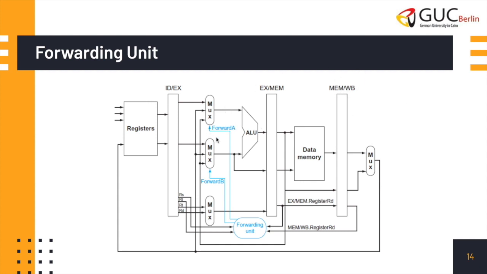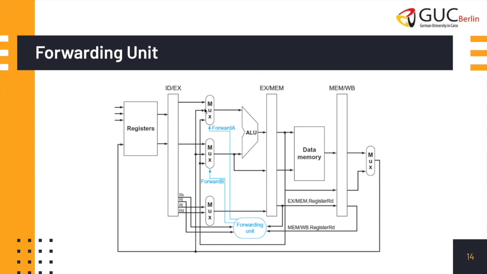Finally, if forward A is equal to 1, 0, then the value of register RS should be equal to the value of register RD from the EX/mem pipeline register. So I have two consecutive instructions: instruction n plus 2's RS is equal to the RD of instruction n plus 1, which is in the EX/mem pipeline register. So I need to get the value of RD and let RS become the value of RD from the EX/mem pipeline register if forward A is 1, 0.